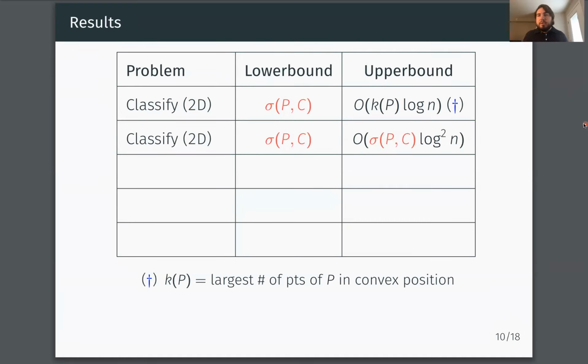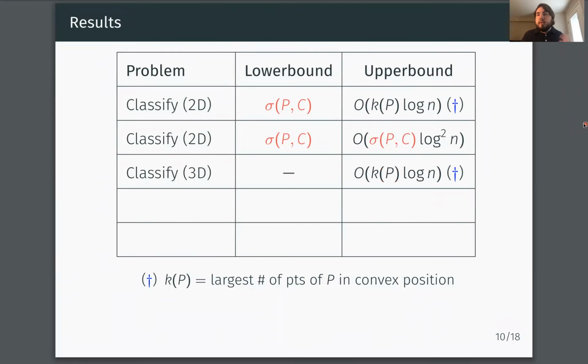We were able to, in fact, improve upon this algorithm, so we get a second algorithm for the classification problem, where the number of oracle queries we make is sigma PC times log squared n. So this matches the lower bound up to a factor of polylog n. And these were both of the results we had in 2 dimensions.